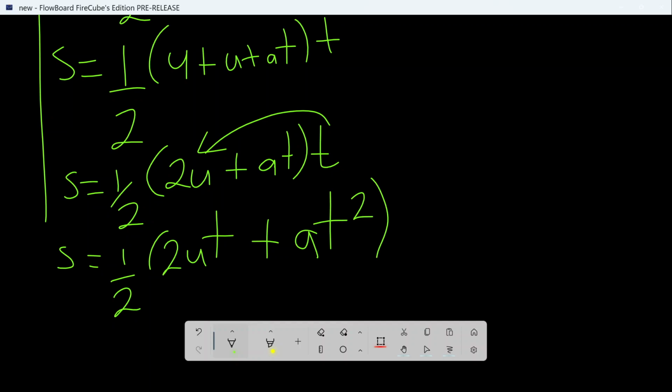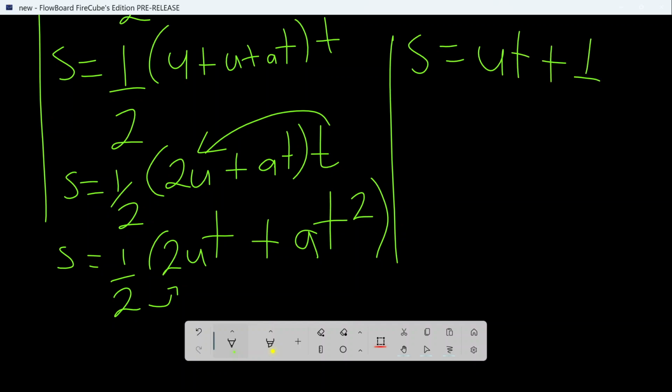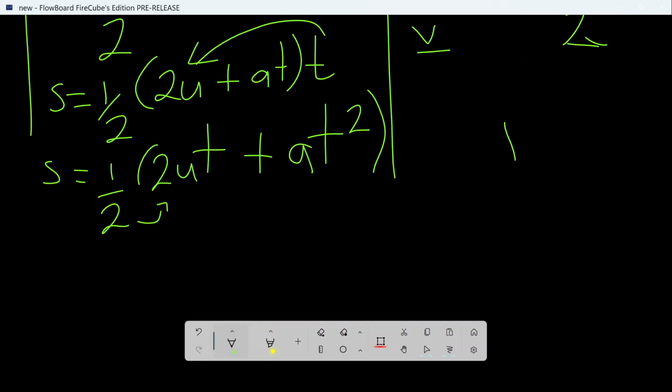Now I'm going to multiply everything by what's inside the bracket. When we multiply half times 2, that gives us 1. So s will be equal to ut, just 1 ut, plus, when we multiply half times at squared, we'll just have a half at squared. So this equation will help us to easily calculate displacement, initial velocity, time, or acceleration, without requiring final velocity. We can make a bunch of new formulas just starting from the very first two formulas. Let's look at another.